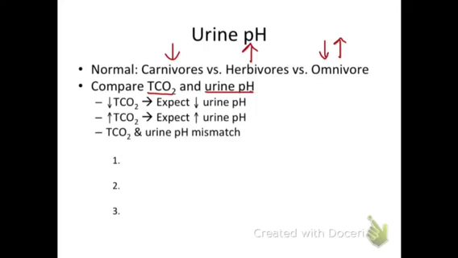First, the urine can be stored in the bladder for several hours, so the urine pH may reflect a prior acid-base status, whereas the TCO2 reflects the current acid-base status. Second, the presence of urease-producing bacteria can make the urine more alkaline by converting urea to ammonia. And lastly, the patient may have paradoxical aciduria.